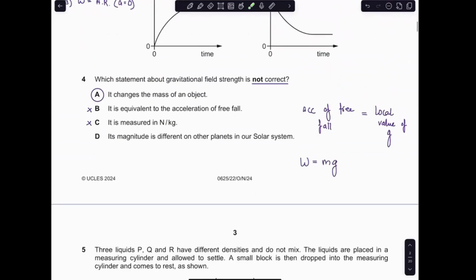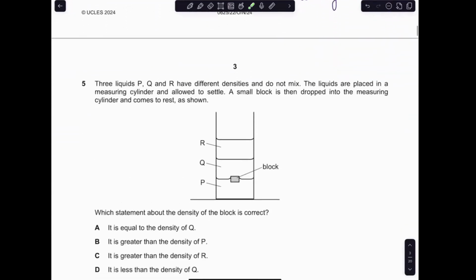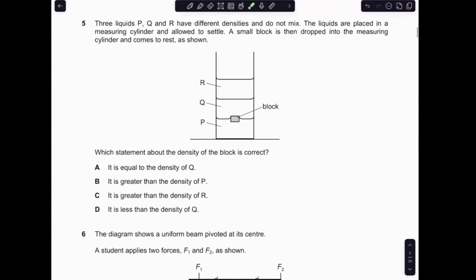So keep that in mind. The mass does not depend on the location, and then also does not depend on the value of g. It's the weight that depends on the value of g.